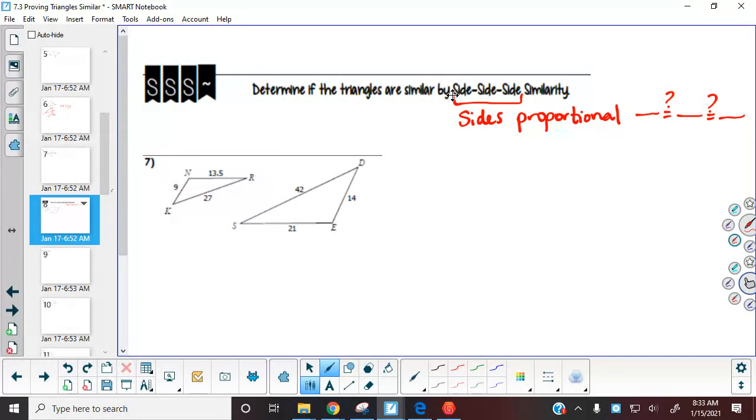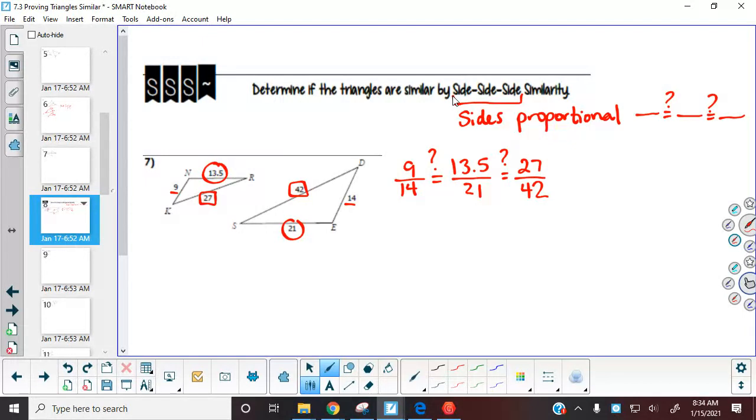So when you're looking at these, you need to be careful how you're matching things up. So for example, 9 is our smallest side here, 14 is our smallest side here. 27 is our largest, 42 is our largest. So that means this one automatically is the middle. And so now I can go ahead and set up 9 over 14, 13.5 over 21, and 27 over 42. And we need to see, are those equivalent?